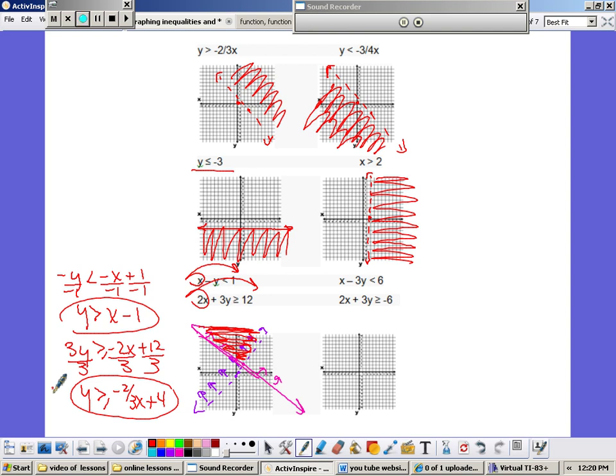Now, I always get a question like, okay, one's dotted, one's solid. So is this overlapping point part of the solution? The answer is no. It's not a part of the solution for the dotted line. Therefore, it cannot be part of the solution for both equations. What the solution is on this equation is anything in the shaded area and anything on the solid line, but not on the dotted line. So that intersection point is not part of the solution.